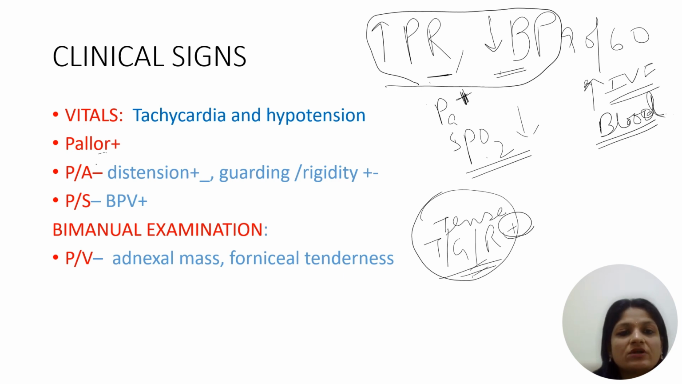When you do a per speculum examination, when you have put a Cusco speculum into the vagina and have a look at the cervix, there can be some minimal bleeding PV from the cervix. When you do a bimanual examination, the positive findings would include an adnexal mass and tenderness in the fornices.